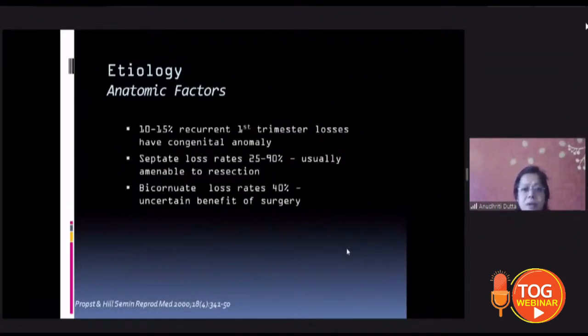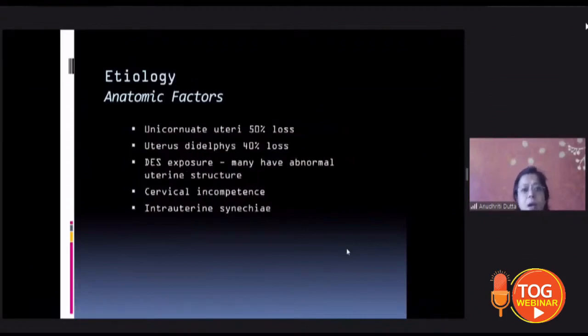In 10 to 15% of the recurrent first trimester losses, they do have some sort of congenital anomaly. Septate uterus comprises a loss of almost 25 to 90%, and these can be treated with hysteroscopic septum resection. Then we have bicornuate uteruses, which also lead to loss, but the benefit of surgery in bicornuate uterus is doubtful. We have unicornuate uteruses, almost 50%, and we have a very good outcome with uterine didelphys. And then congenital DES exposure, cervical incompetence, and synechiae.